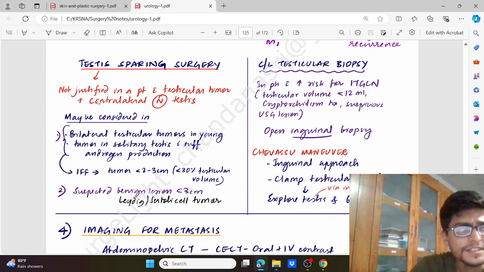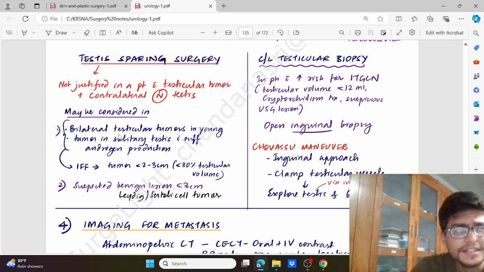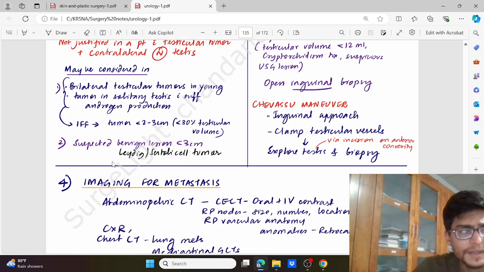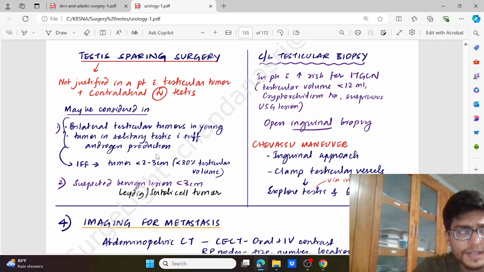Especially when there is a contralateral normal testis. It may be considered when there is bilateral testicular tumor in a young patient, or a patient having a tumor in a solitary testis. Then, if the tumor is less than 2 to 3 centimeter, involving less than 30% of the testicular volume, with a suspected benign lesion less than 3 centimeter, that could be a Leydig or Sertoli cell tumor. In these cases, we can consider testis sparing surgery.